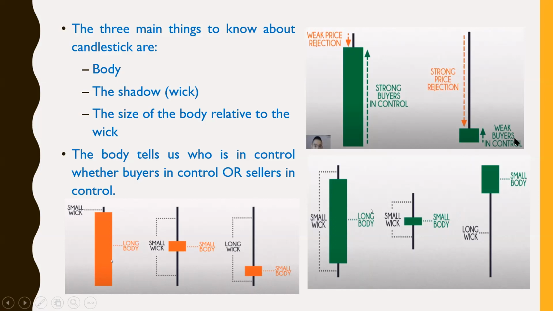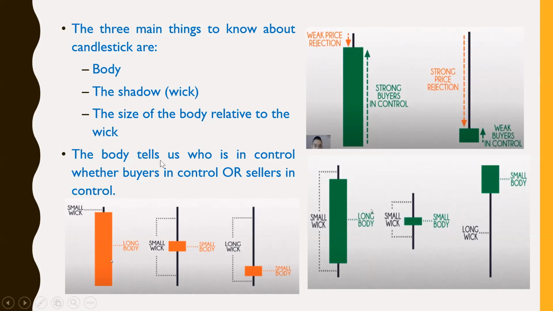And same goes here. If you see, there are different shapes and sizes. In this example, here are small wicks, longer body. Here small wicks, small body, and here small body and long wick. So there are different patterns, and subsequently we have the name of each pattern. This is just an overview, and in the next slides we have different types of patterns.